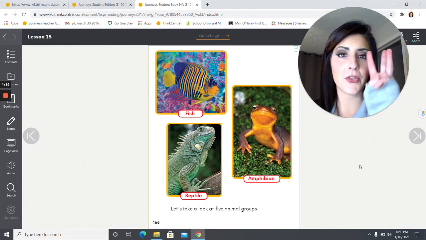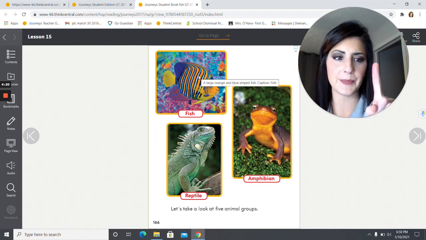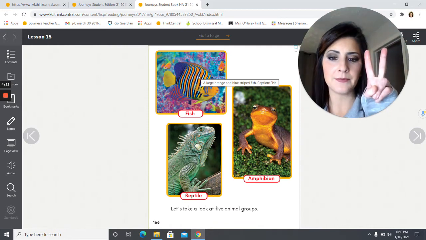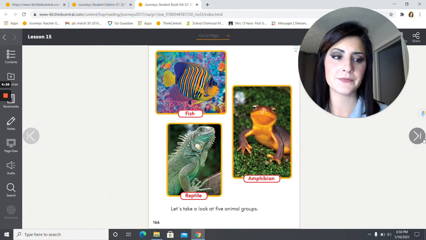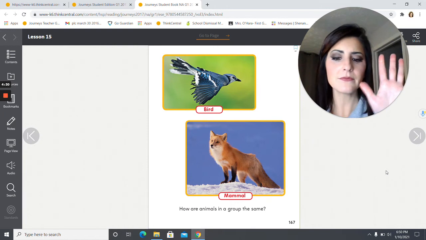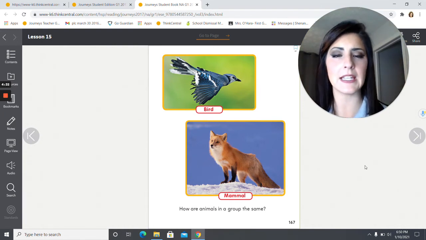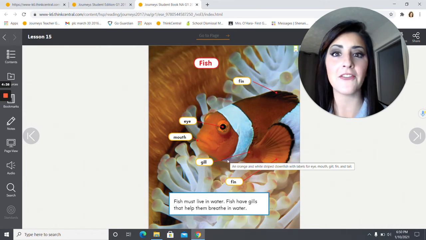Okay, so here are 3 of the animal groups. There are more than 3. So there is fish, amphibian, reptile, and there are 5 total. Then we have bird and mammal. So it says, how are animals in a group the same? So let's learn about the fish group.